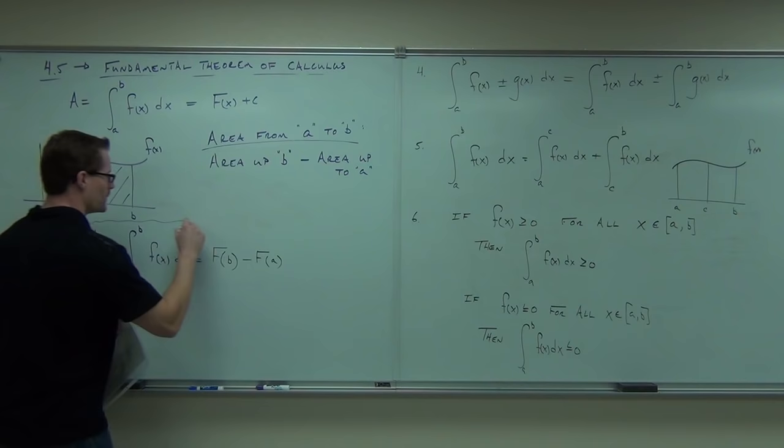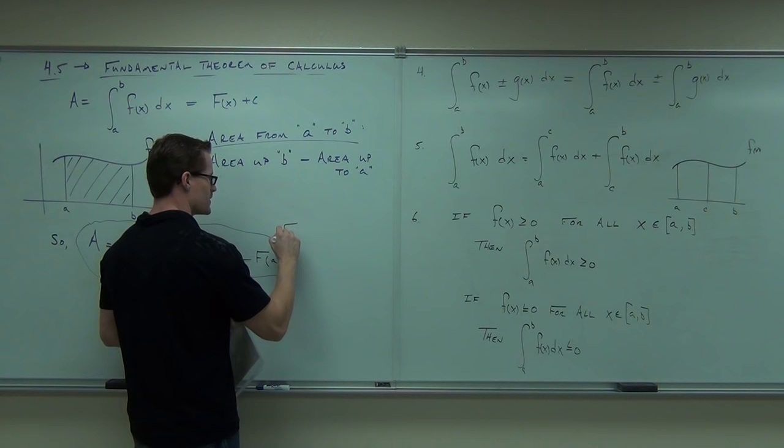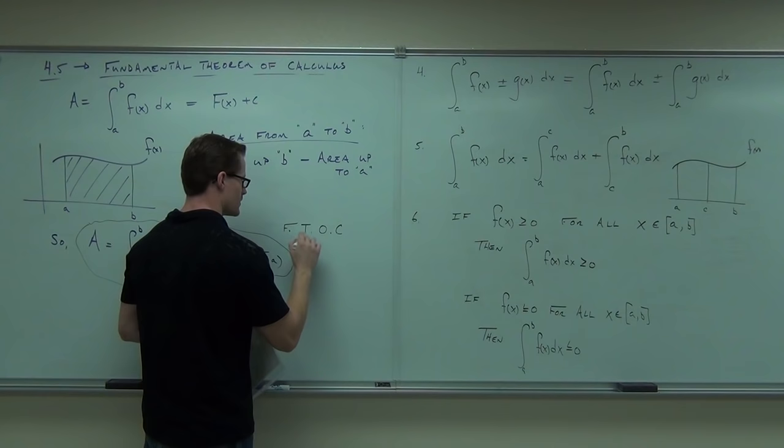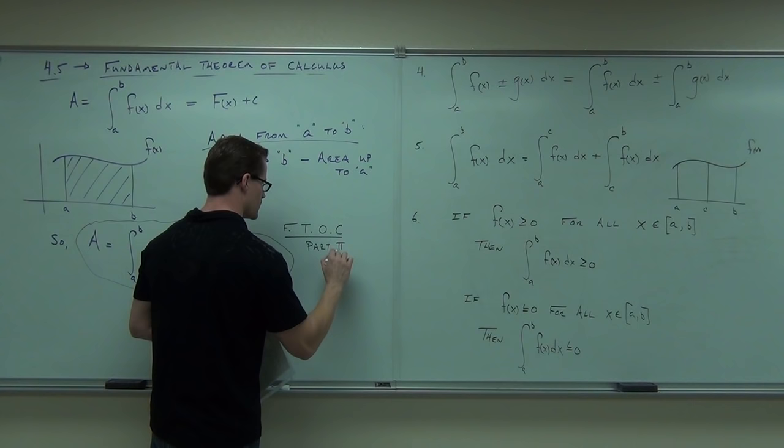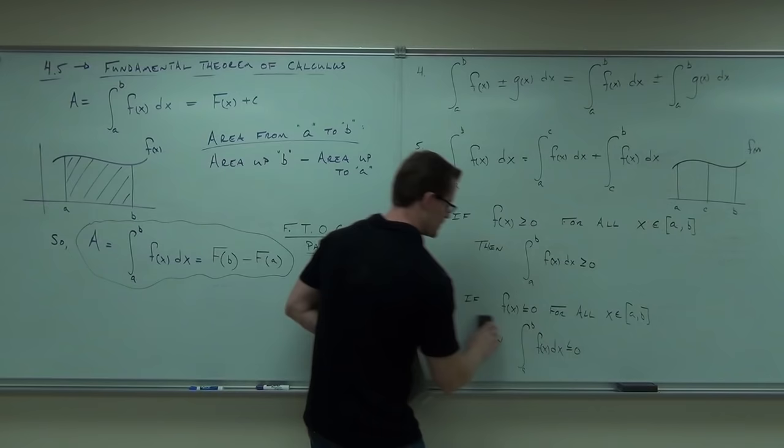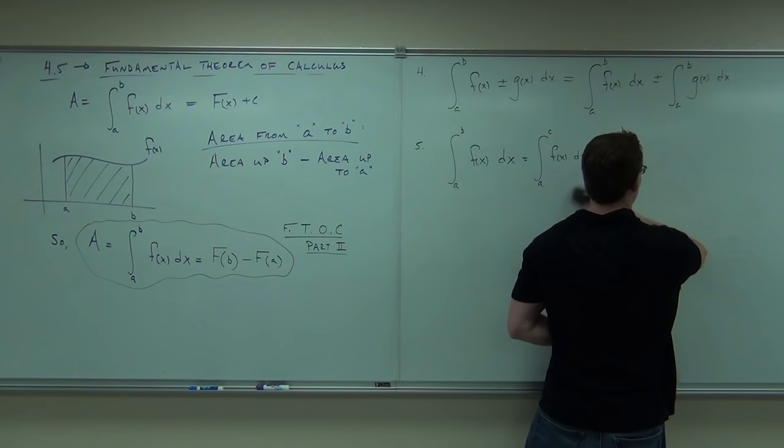I'll give you part one later. Fundamental theorem of calculus, part two. What happens to the C? Oh dear, why don't we have a C? Why not?